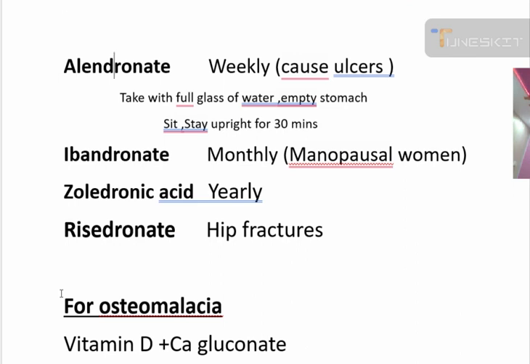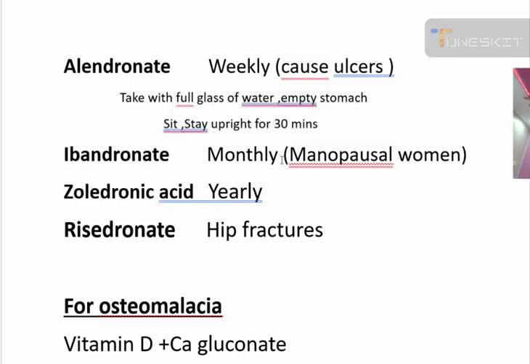The drug used for osteoporosis is alendronate. It is taken once weekly, but alendronate may cause ulcers. So you have to follow these guidelines. How do you take alendronate? You have to take it with a full glass of water on an empty stomach. You have to sit upright for 30 minutes. You must not lie down.